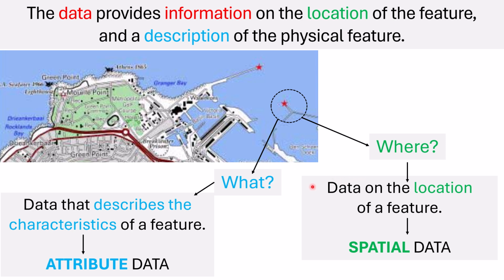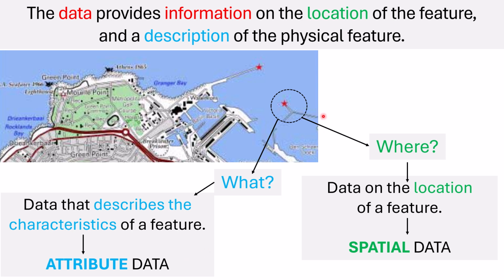The where comes from what we call spatial data. So the GIS is interested in spatial data, which indicates the where, but the GIS is also interested in attribute data that tells the GIS what is found in a particular place. So spatial data is data on the location of a particular feature, and attribute data is data that describes the characteristic of a feature.